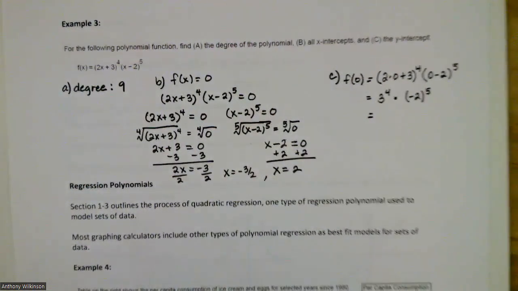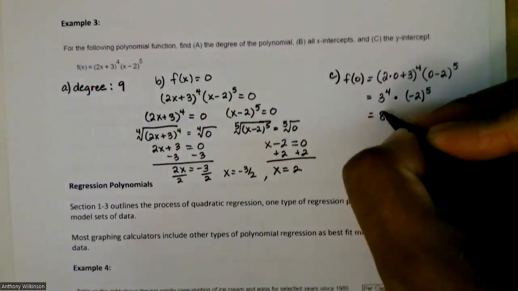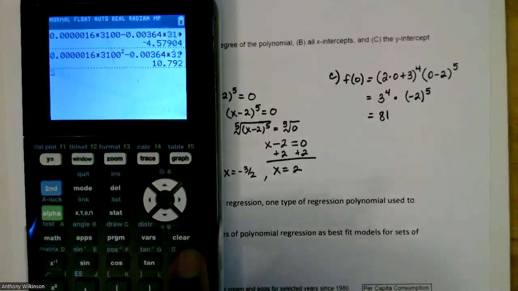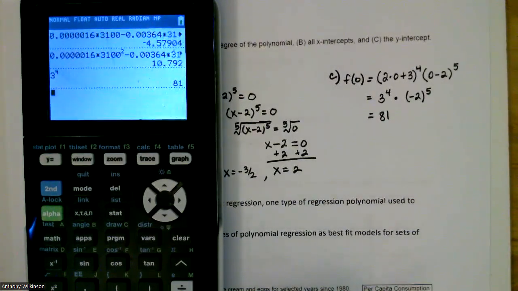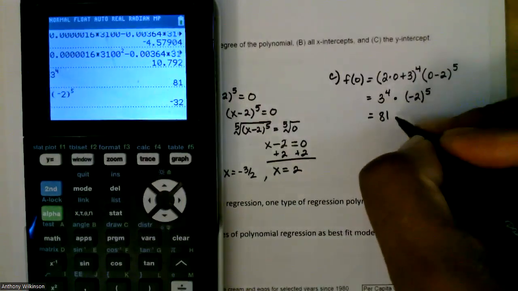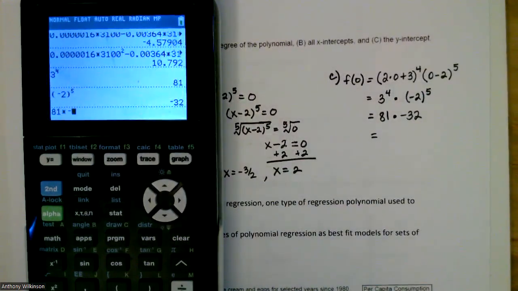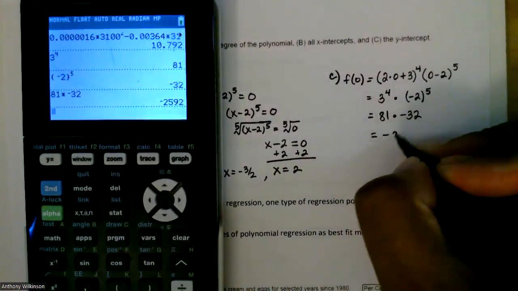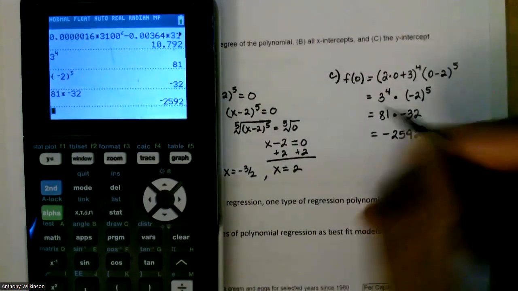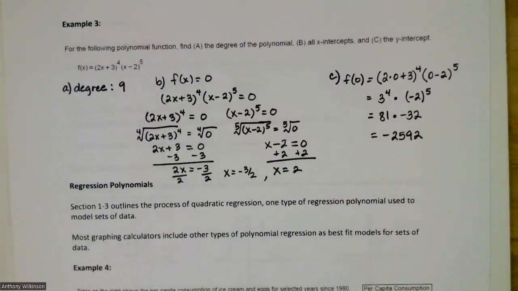All right, 3 to the 4th, that's 81. Of course, on the calculator, 3, caret, 4, that's 81. Parentheses negative 2, close parentheses, caret, 5, that's negative 32. And 81 times negative 32 will give me negative 2,592. That will be the y-intercept for this polynomial function.